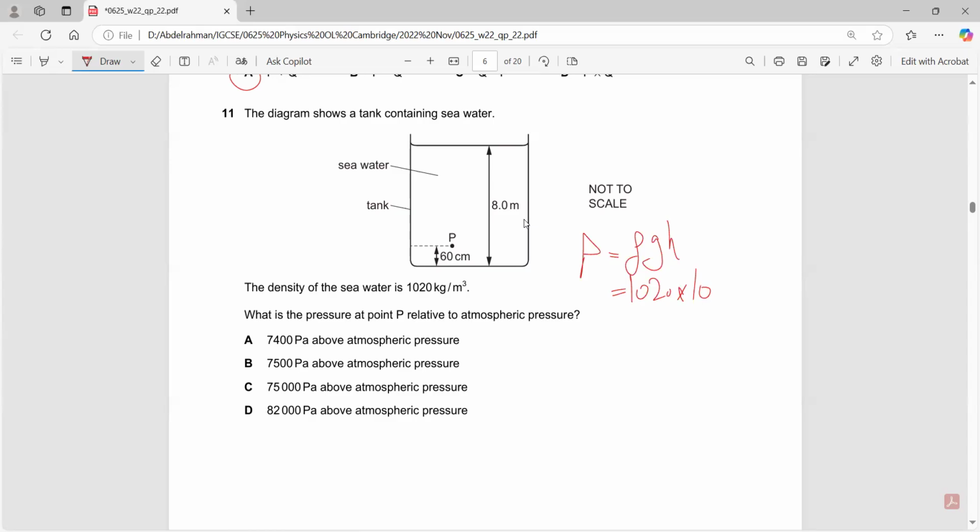Okay, and then the height, or the depth below the surface. The depth below the surface is what? Is it 8? No, it's not 8. It's 8 minus 0.6, which is 7.4. So 1020 times 10 times 7.4 is 75,480, or just around 75,000 pascals. Okay.